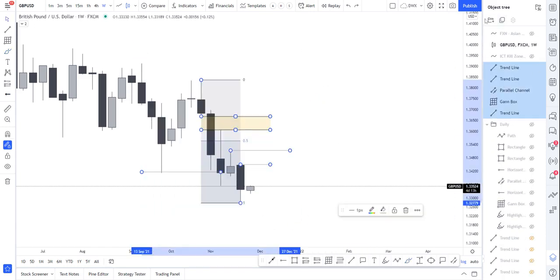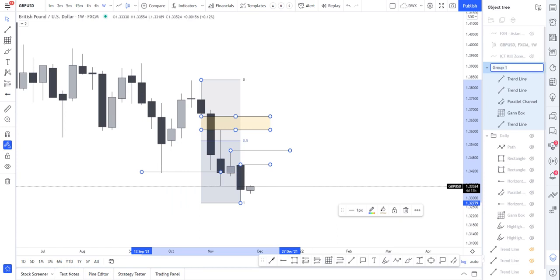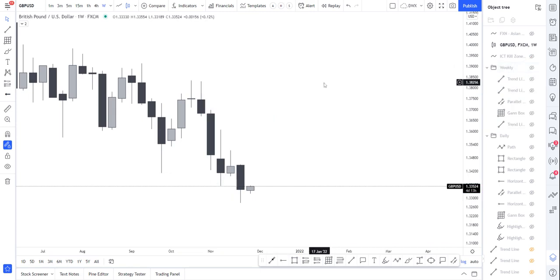We can then just group this. We can give it a new name. We can name this weekly. So you can always go to your weekly, go back, refer to this, and get an indication of where price is potentially heading. Back on the daily.